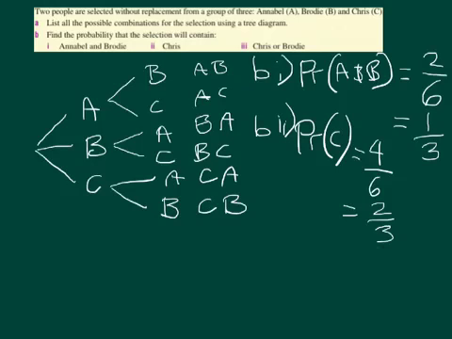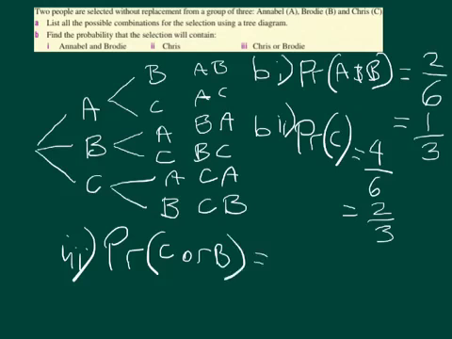And then for part 3, we have that the selection will contain Chris or Brody. Now if we go down from here, we have Brody in that one, so that counts. Chris is there, that counts, that's 2. Brody, 3. Brody and Chris, 4. Chris, 5. Brody and Chris again, 6. So for part 3, our probability with C or B is going to be 6 out of 6, which is a 1. So no matter which selection we get, we're going to get Chris or Brody.